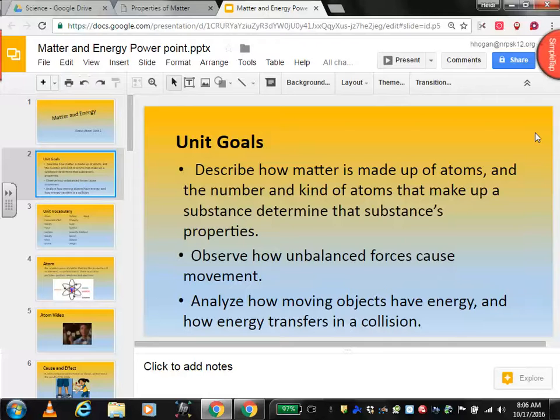We did talk about the properties of matter. We talked about the properties of the sand and gravel and other items in our classroom, and we could describe them using our senses or with tools to measure them. We observed how unbalanced forces caused movement. That was with our marble speed and collision experiment, and how moving objects have energy and how energy transfers in a collision. And we talked about forms of energy and how energy is transferred.